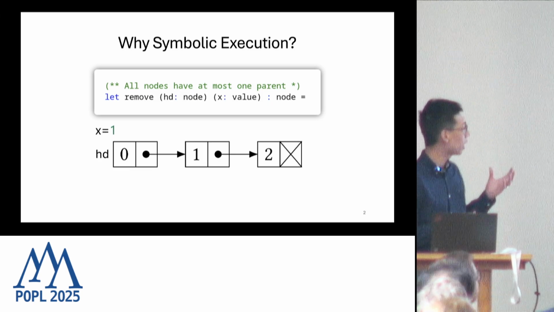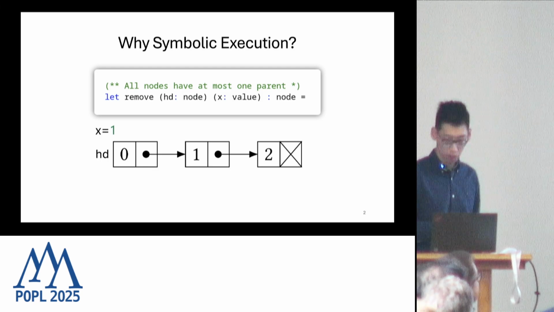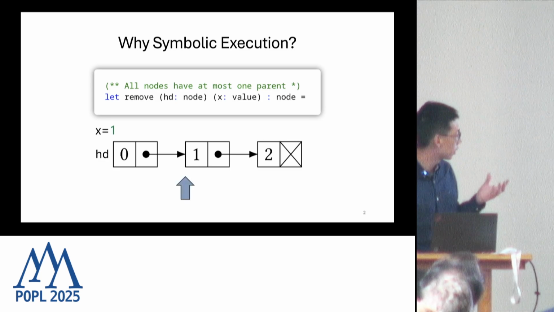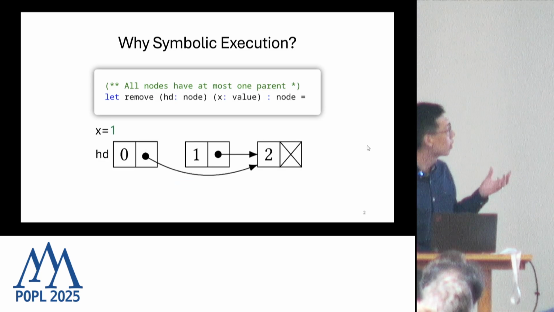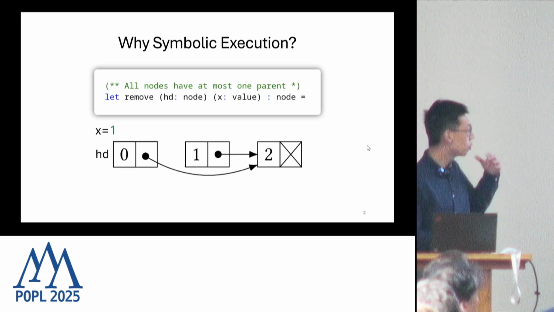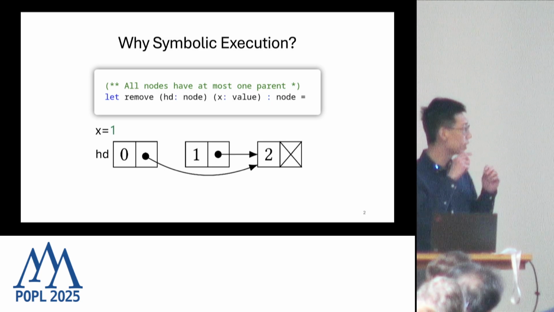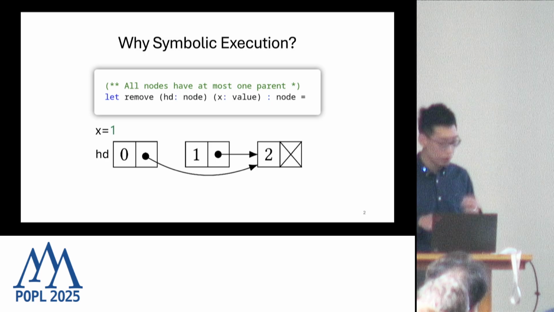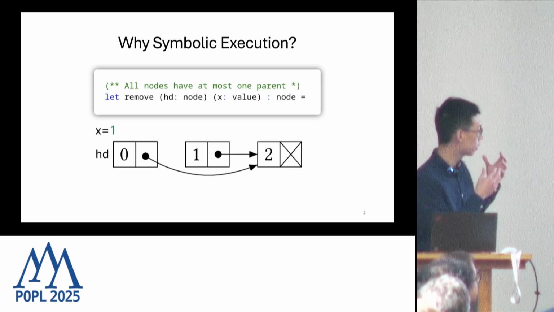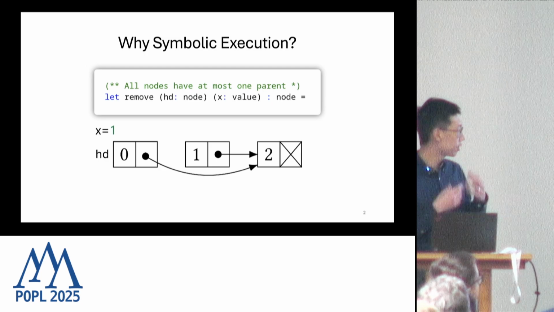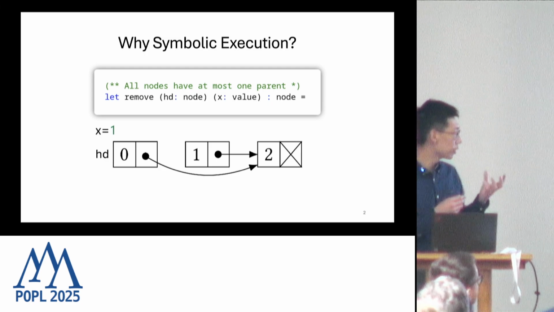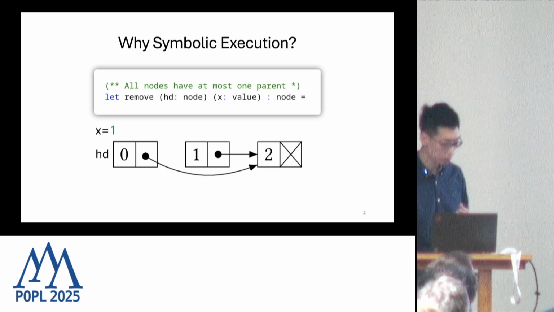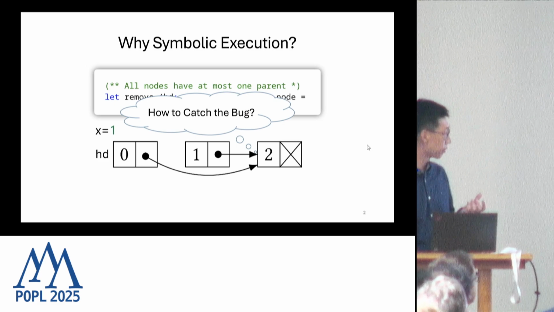Let's remove this element 1 from the linked list. To do that, we start from the beginning of the list, iterate over the list, find the element 1, and then remove element 1 by making its next node 2 the second node in the list. While this effectively removes node 1 from the list, it does not prevent element 1 from still being reachable elsewhere. So this is problematic. How can we catch this bug?